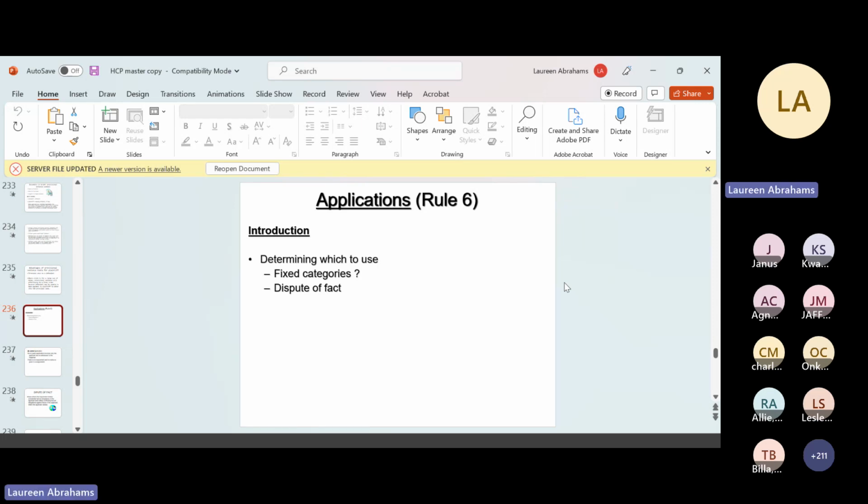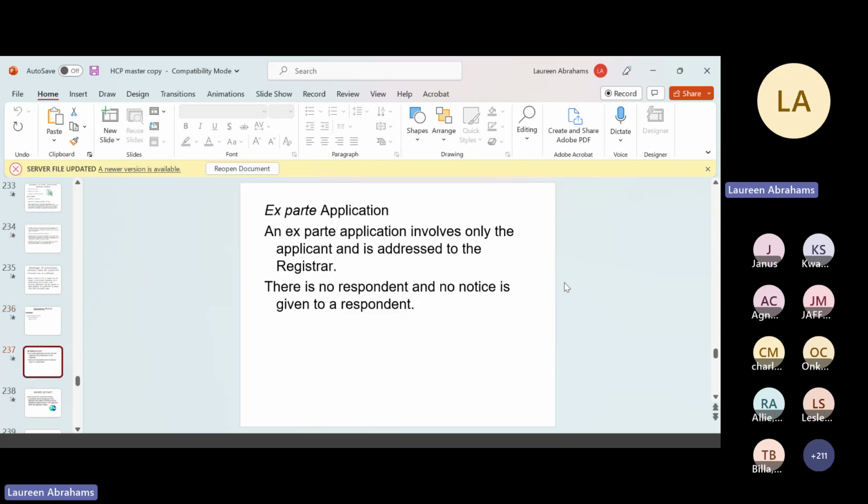Right, so now applications. We've done the fixed categories and how you determine which procedure to use at the beginning of actions. Now you get two kinds of applications. You get an application where there's an applicant and a respondent, and then you get an ex parte application. An ex parte application involves only the applicant and is addressed to the registrar. There is no respondent and no notice is given to a respondent.